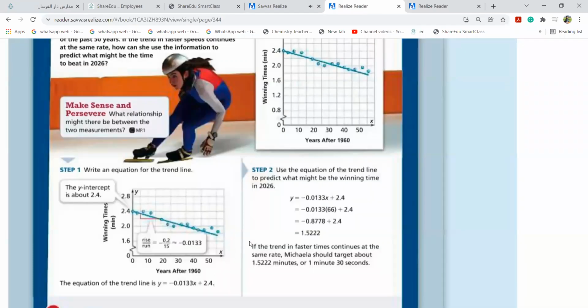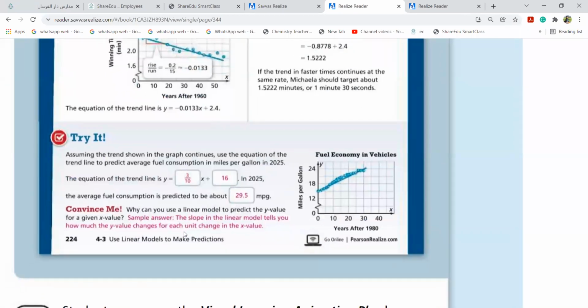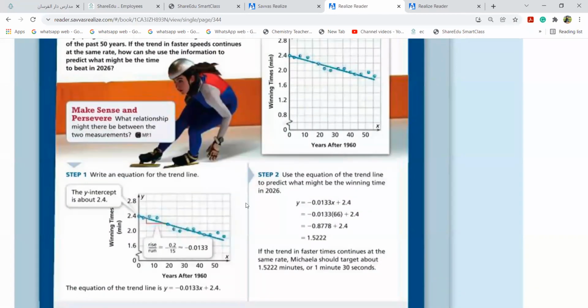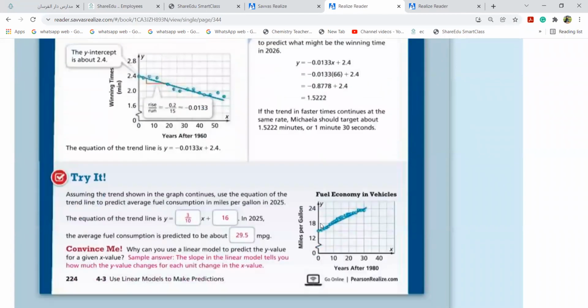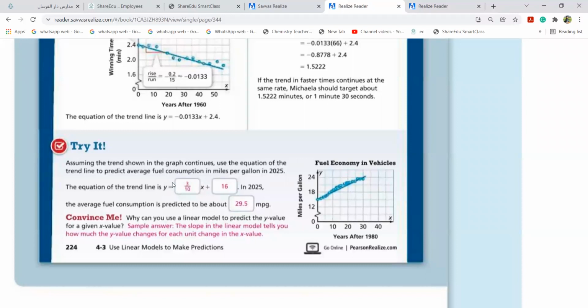So this question, you already know what the slope is. Assuming the trend shown in the graph continues, use the equation of the trend line to predict average fuel consumption in miles per gallon.